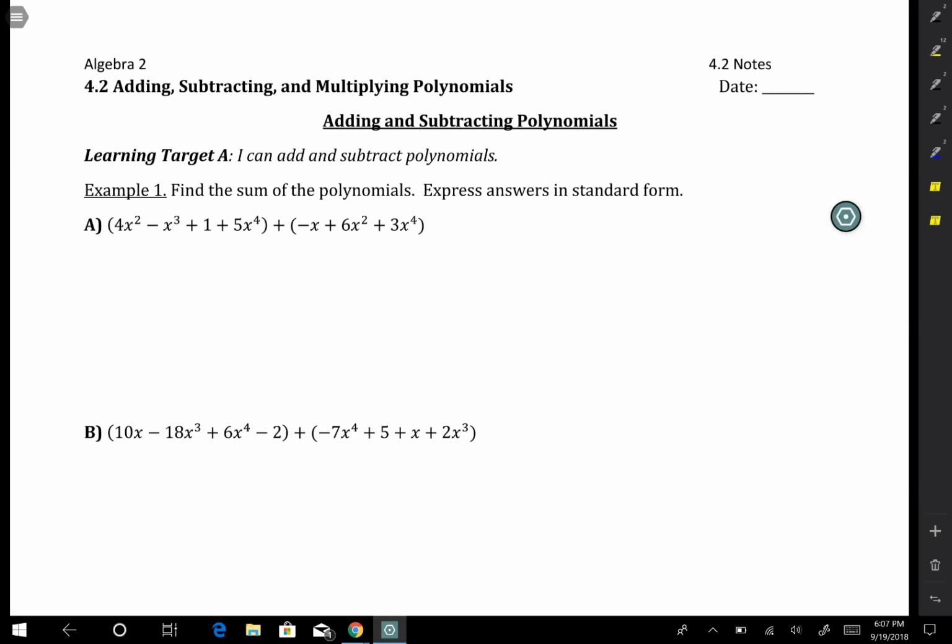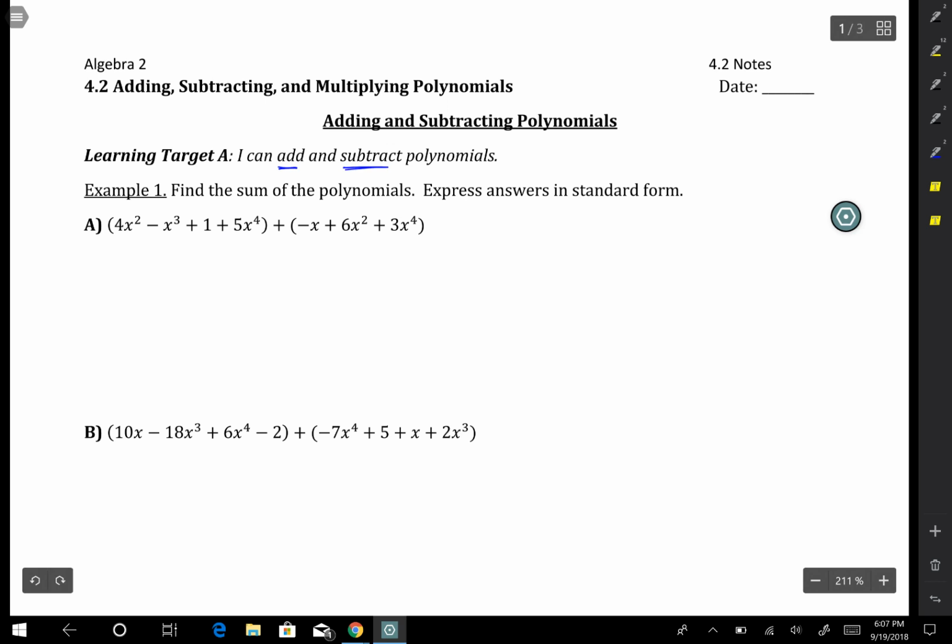Hey guys, welcome to section 4.2, which is going to be our last section before we have our quiz. Today we're just going to be adding, subtracting, and multiplying polynomials, which should seem very familiar to you once we get going. So our first learning target is I can add and subtract polynomials.